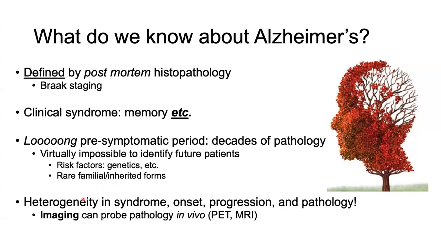The key message is that there is heterogeneity in the Alzheimer's syndrome in the onset, in the progression speeds and the signature of progression, and the underlying pathology. But as many of you will know, in an imaging center, imaging can probe this pathology in vivo. So there is something that we can do, including MRI and PET modalities and others.